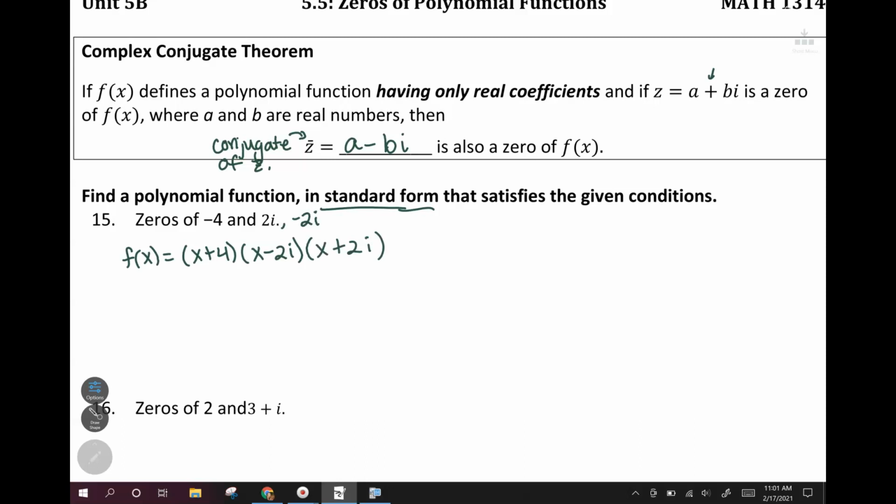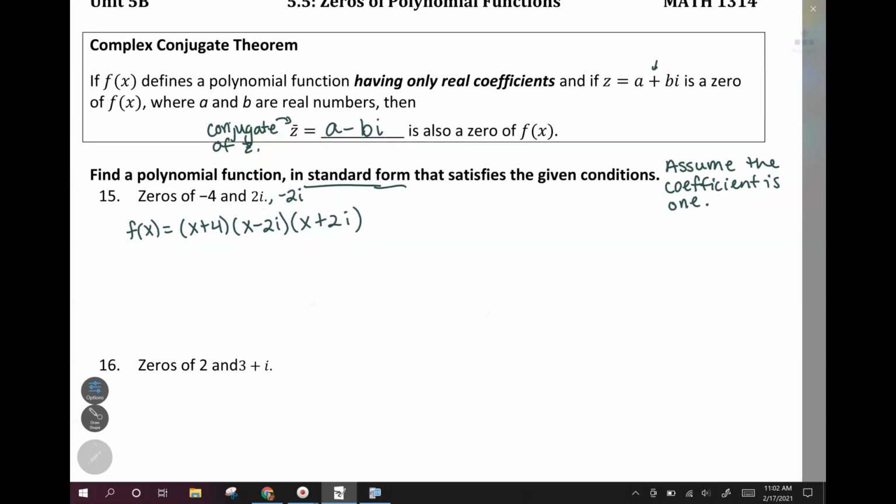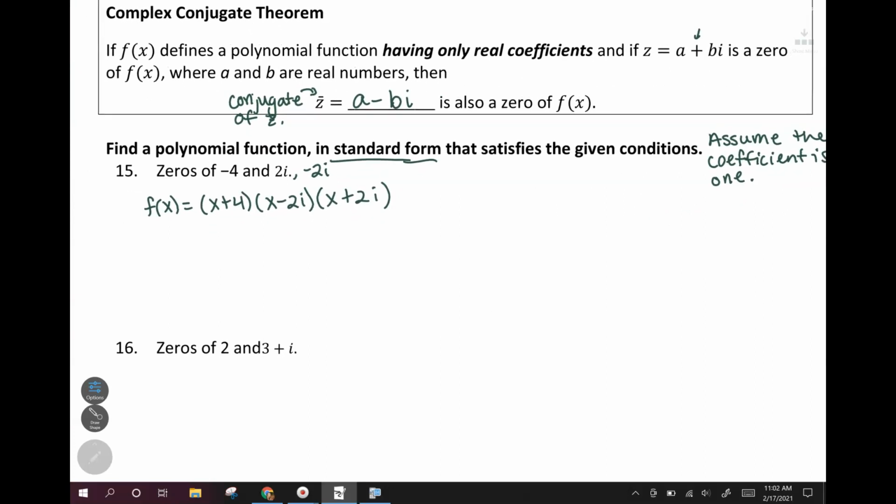Now on these problems I should have specified, we're going to assume the coefficient is 1. So no solving for a here. I didn't even give you information to solve for a. So we are just going to leave it at that. But I can't leave it like this because this polynomial has imaginary numbers and we don't want that. So we're going to write this in standard form by multiplying everything together.